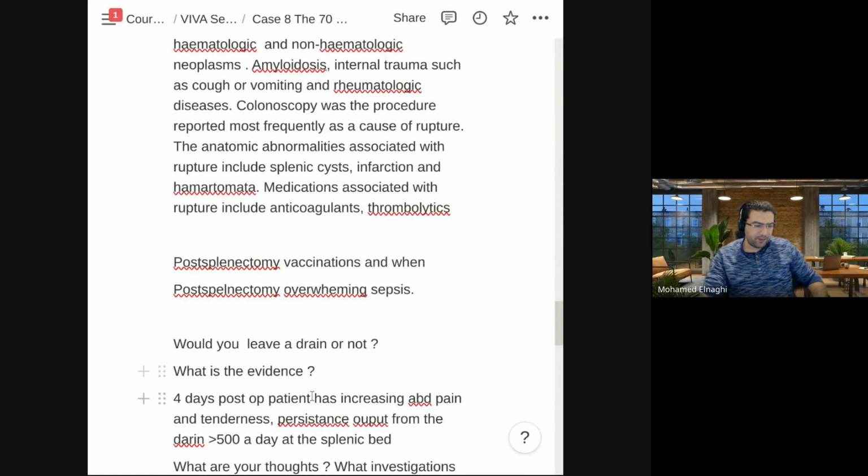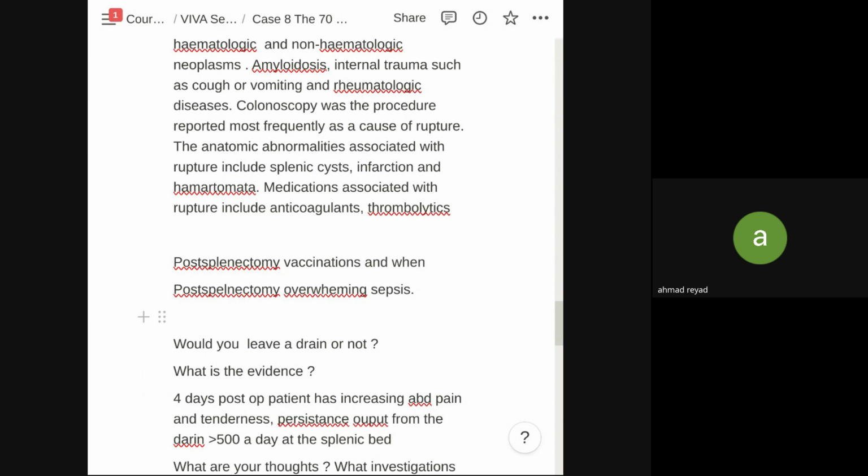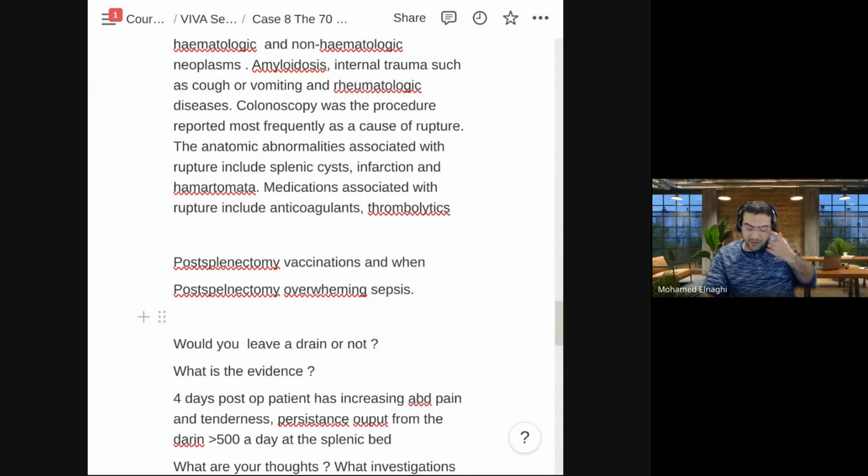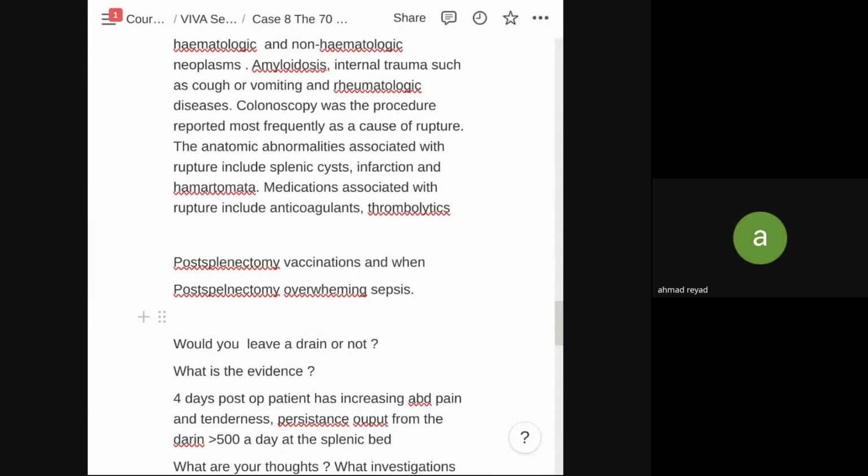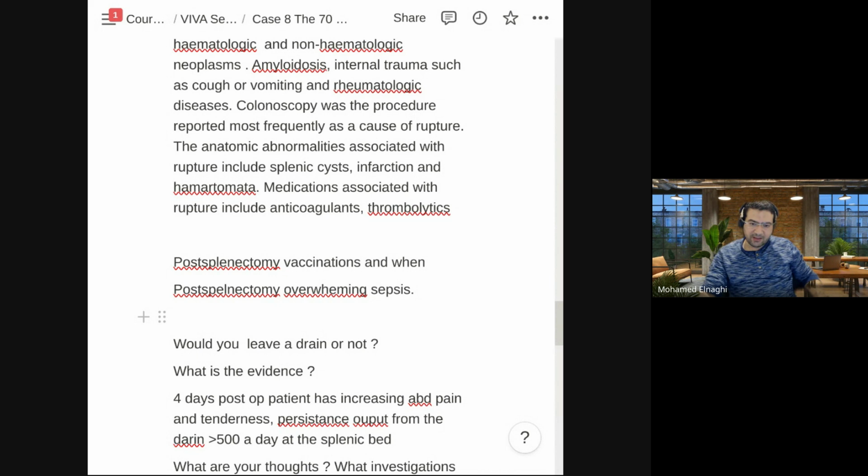Okay, fair enough. So any investigations? Maybe MRCP with pancreatogram might give us a picture, but I'm not quite sure, to be honest. Fine. So where do you expect the leak is coming from? You said from the tail of the pancreas, isn't it? Yeah. So do you think it is from a ductal injury or just injury to the tissue of the pancreas?